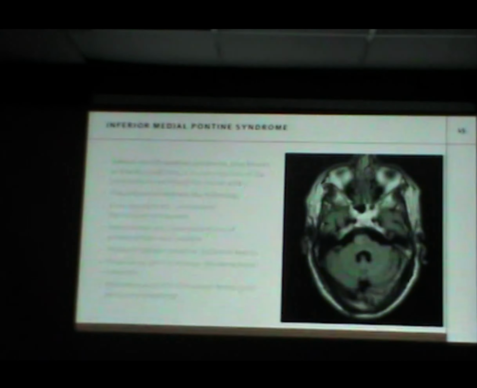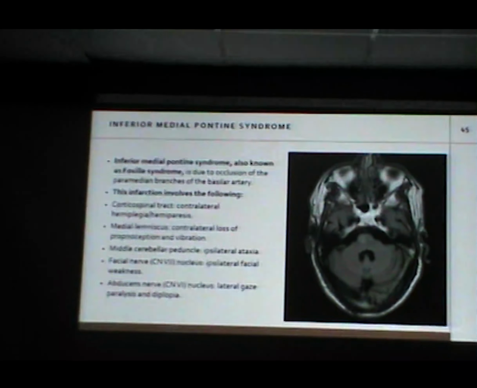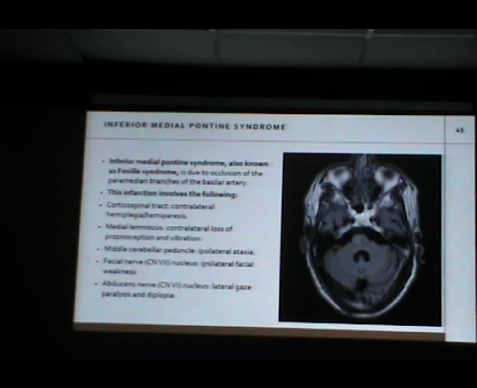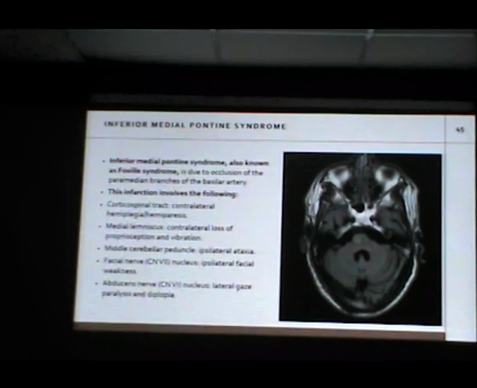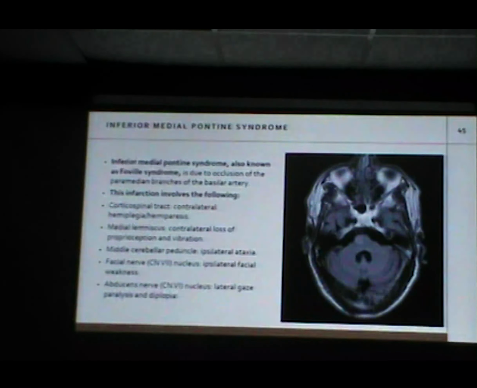Regarding the pons, we are going to talk about the inferior medial pontine syndrome. The inferior medial pontine affection by occlusion of the paramedial branches of the basilar artery presents with crossed hemiplegia, contralateral weakness, plus ipsilateral sixth and seventh cranial nerve affection, leading to diplopia and complete lower motor neuron facial palsy on the same side of the lesion.